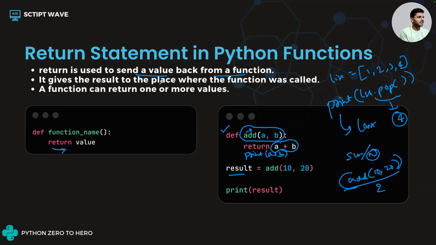It gives the result to the place where the function was called. So wherever the function is called, it will give the value. It can go into a variable, directly into a print statement, you can reuse it, or use it inside another function, that is, a function inside a function. Anywhere, it will just return the output. A function can return one or more values. You can return a list, you can return a dictionary. Anything is allowed in return statements.